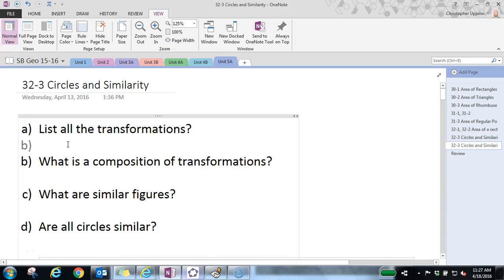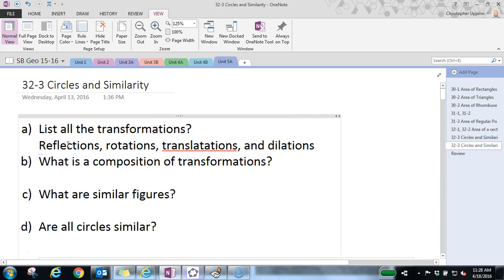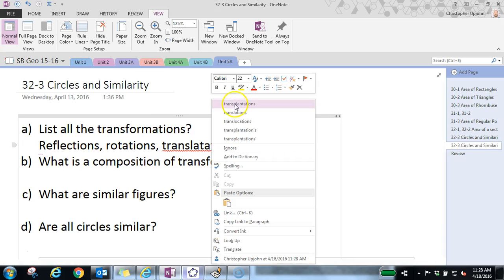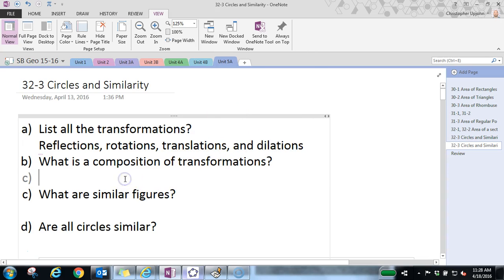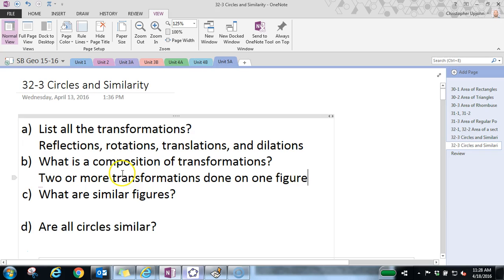All right, so we want to talk about the transformations that we've done. We've done reflections, rotations, translations, and dilations, the ones we did this year. What is the composition of transformations? It is two or more transformations done on one figure. So it's doing back-to-back transformations.